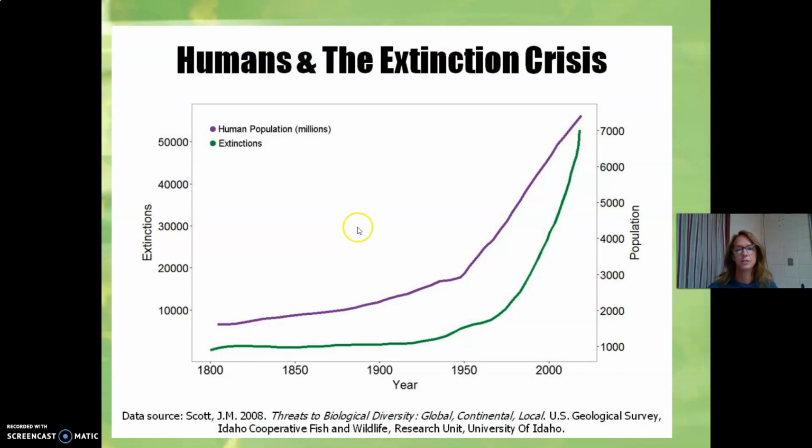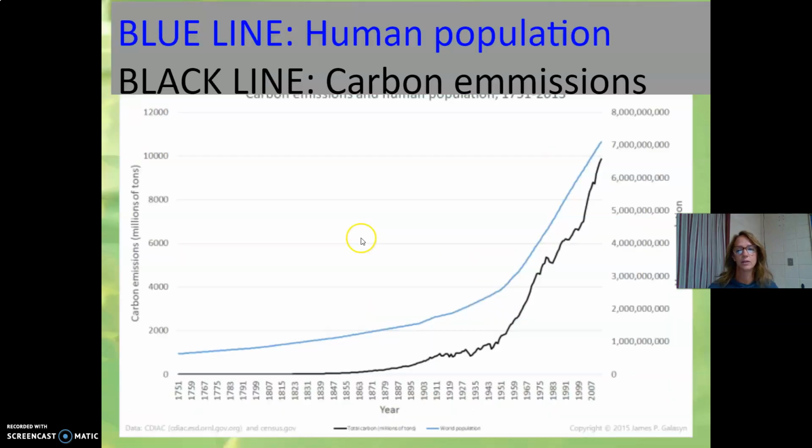One last thing, actually two last things. This is another graph that shows the purple line is humans increasing, and this is the number of extinctions every year. So we are kind of like an invasive species where we come in and alter the environment and disrupt an ecosystem and cause huge die-offs. This green line shows the number of species becoming extinct every year, and it matches the human population. So this graph would show that humans are the cause of mass extinctions. There are other graphs, but this one shows that point.